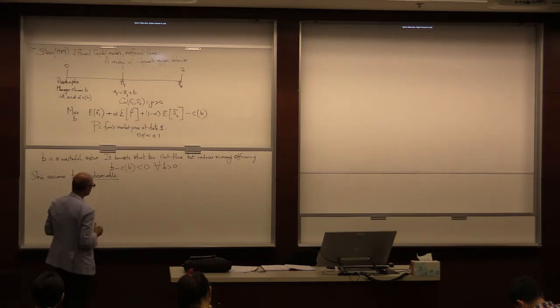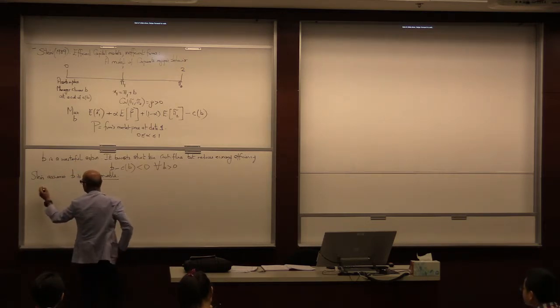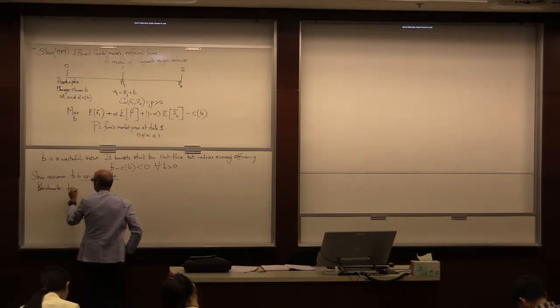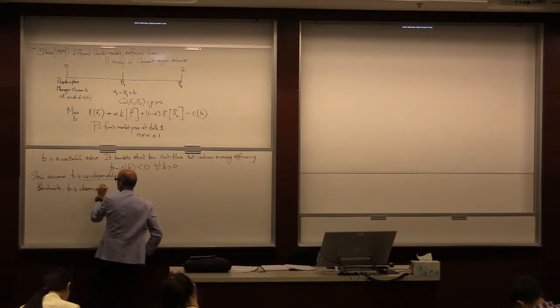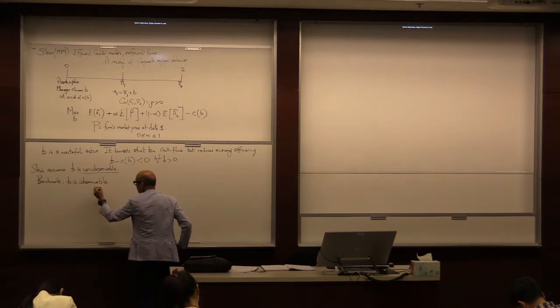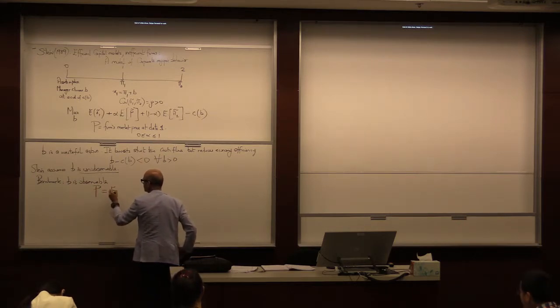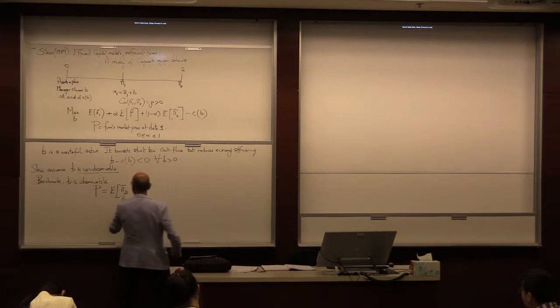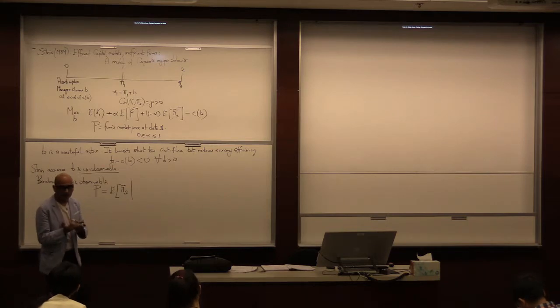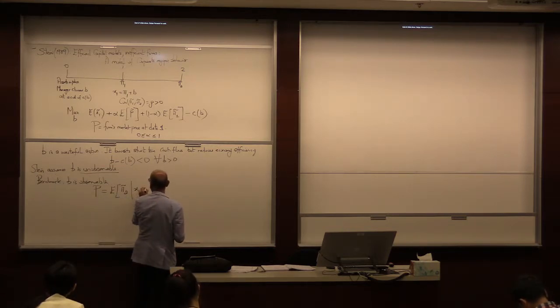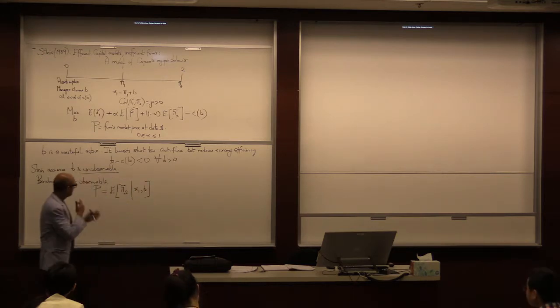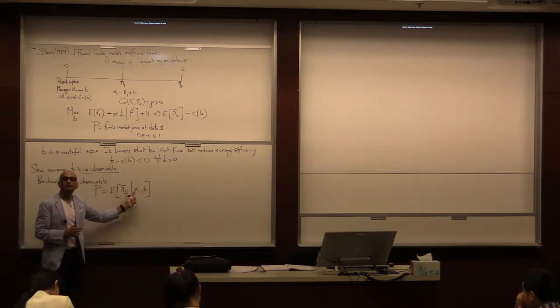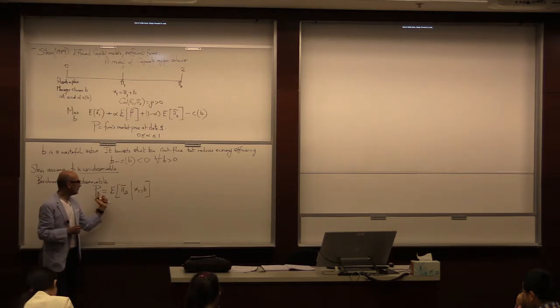So if B is unobservable, should it be undertaken? First, let's look at a benchmark. The benchmark is that B is observable, just like we did earlier. If B is observable, what is the price of the firm at date 1? It's the expectation of future cash flows, E of pi 2, given whatever the market observes at date 1, which is x1 comma B. Remember, x1 is pi 1 plus B. So the market is going to form beliefs about pi 2 given x1 comma B.